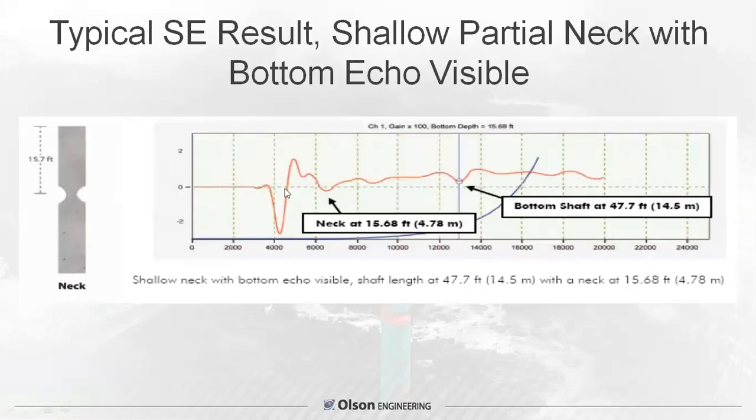A neck, which is one of the things you're most commonly looking for, this is a partial neck where you have an echo going down again below the zero line and a second echo here. So you have 2 echoes from your neck at about 15 feet with a bottom echo at 47 feet. The presence of the bottom echo tells us that this neck is probably less than 50% of the shaft cross-sectional area. But it is difficult to get exact neck area reductions from SE data.